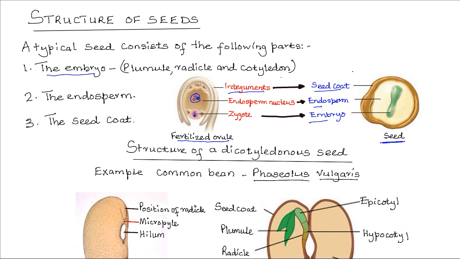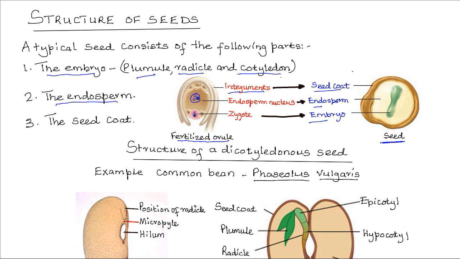So the embryo in turn consists of the plumule, that is the embryonic shoot, the radicle, the embryonic root, and one or more cotyledons, which are for food storage. The number of cotyledons depends on whether the plant is monocotyledonous or dicotyledonous. Then there's also the endosperm.